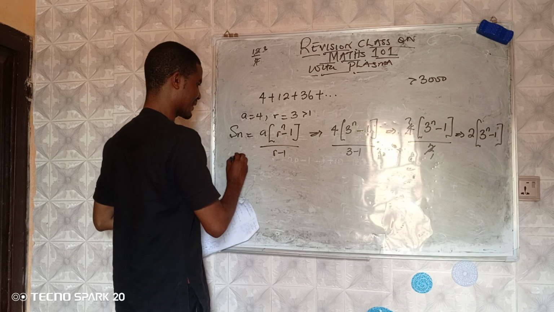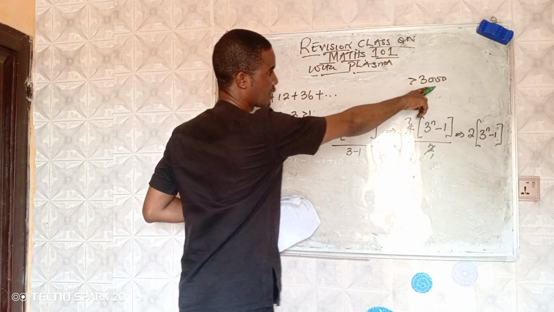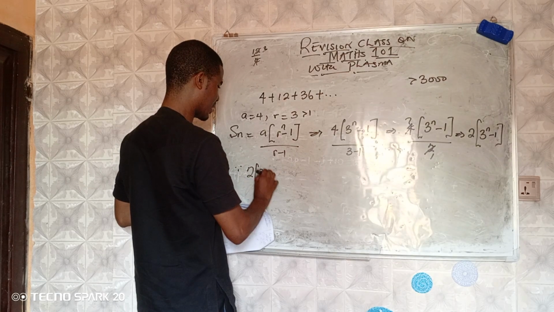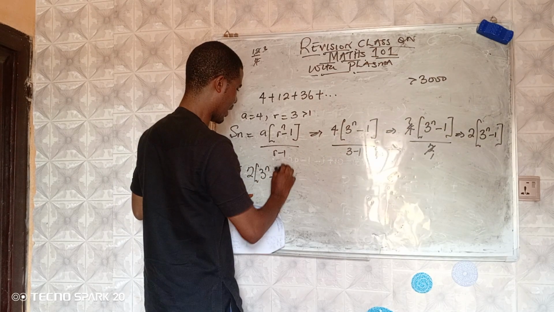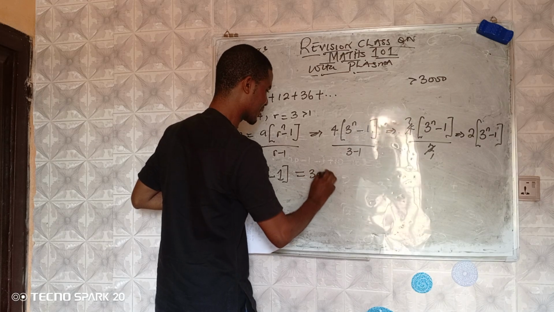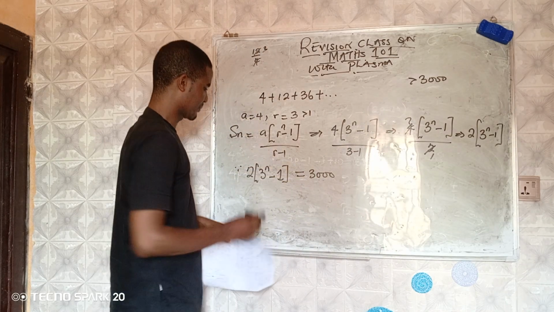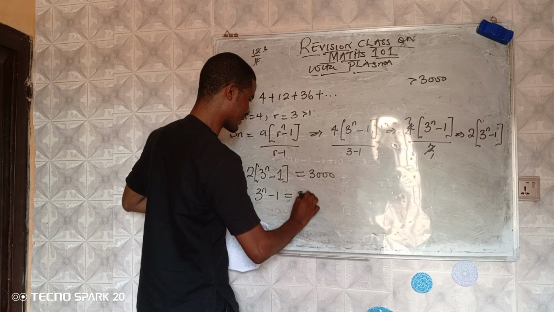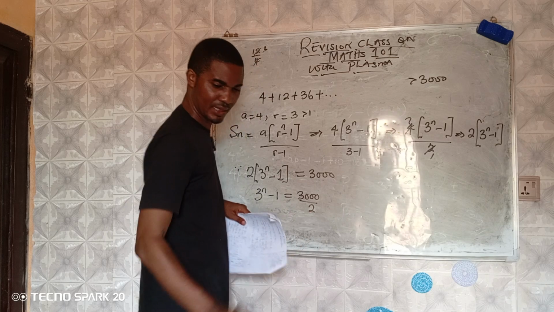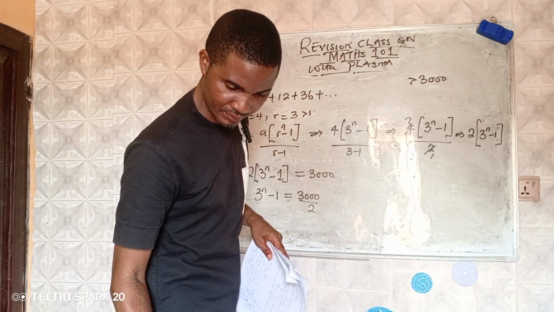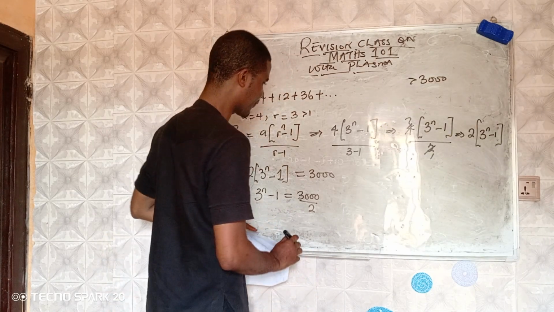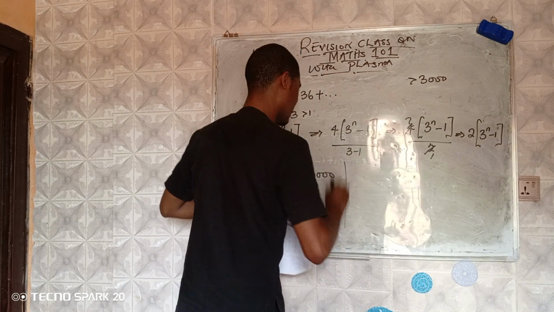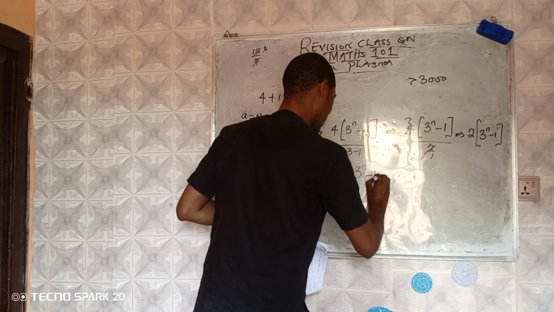Remember that they said this should be equal. Let us get the one that is equal to 3,000. Therefore, 2 into 3 raised to power n minus 1 is equal to 3,000. So I'm going to have 3 raised to power n minus 1 equal to 3,000 divided by 2, and 3,000 divided by 2 will give me 1,500.